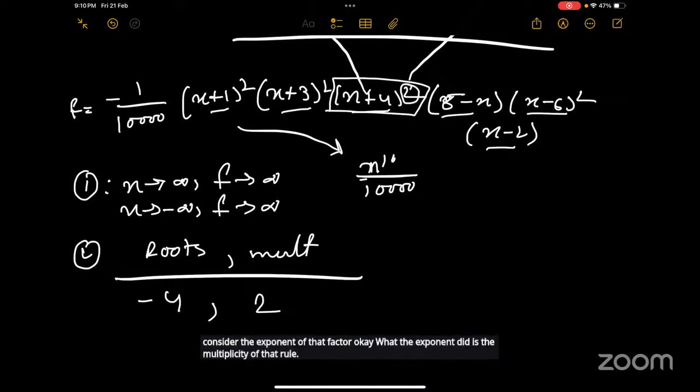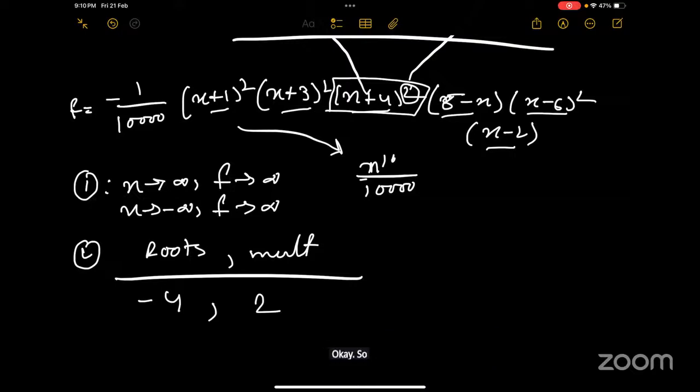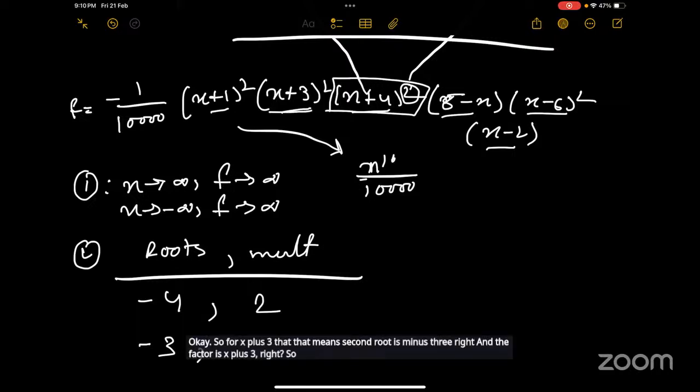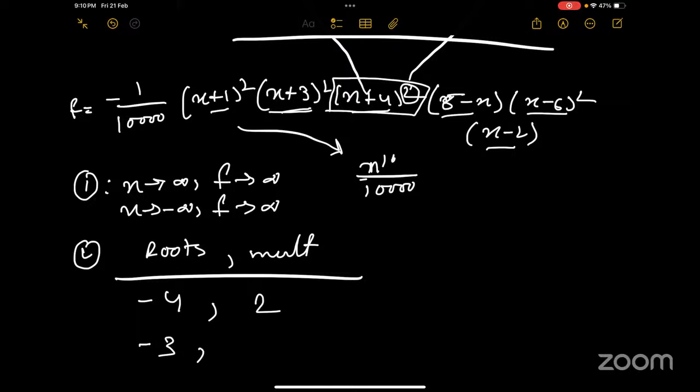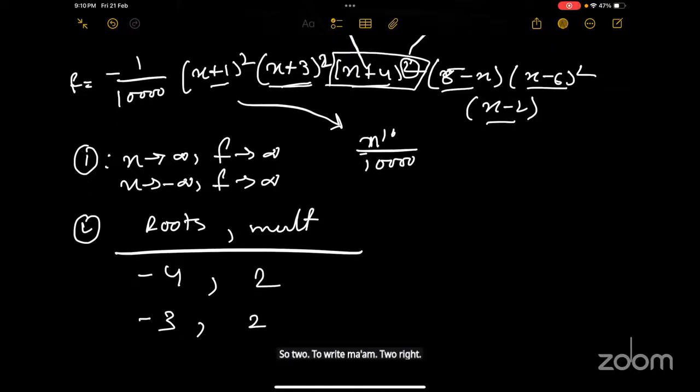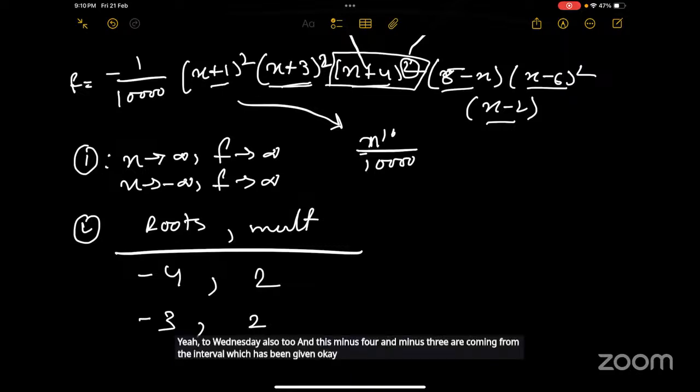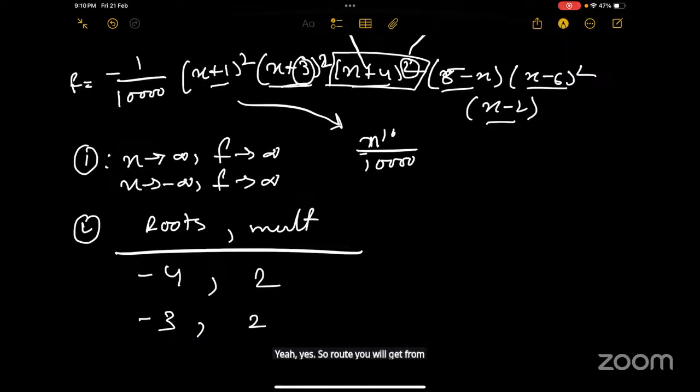Okay. So for x plus 3, the second root is -3, and the factor is x plus 3, right? What will be the multiplicity of minus 3? Square here is 2, right. Yeah, minus 3 also 2. And this minus 4 and minus 3 are coming from the interval which has been given. So the root you will get from here and the multiplicity you will get from here. Understood.